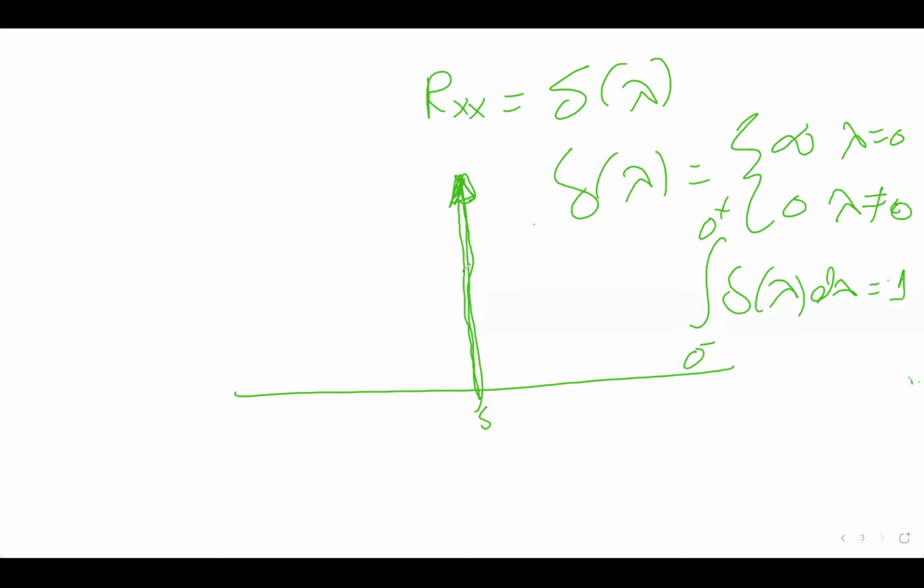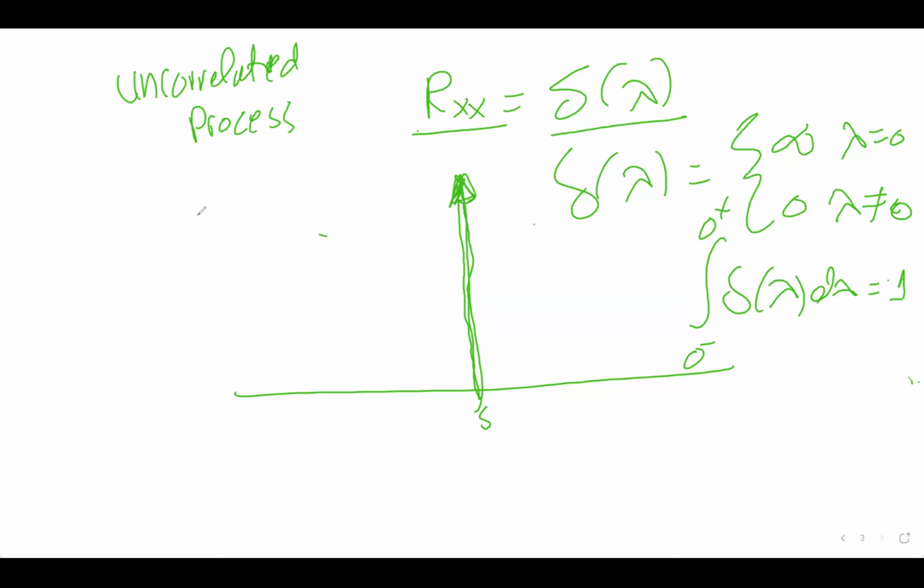What does that mean? It means that if you have a process whose autocorrelation function is given as delta, we call this an uncorrelated process. What is the meaning of an uncorrelated process?